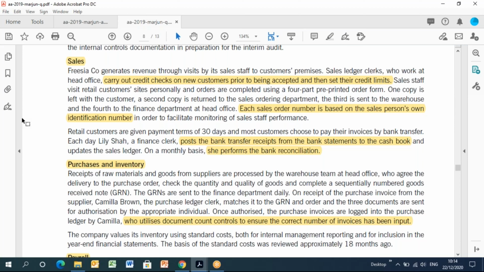So normally this is a weakness, because the accounts person is recording the receipts that she gets from the bank statements into the accounting system, and then at the end of the month she's reconciling the bank. So you should say why it is a deficiency. You should say that it should be a segregation of duties, because if she makes a mistake when she's recording the receipts, she might be unwilling at the end of the month to highlight that mistake.